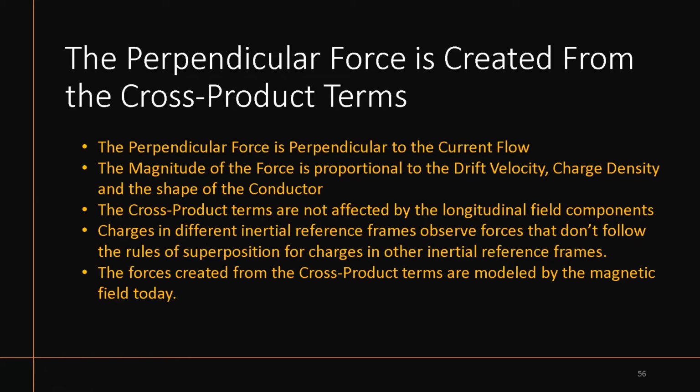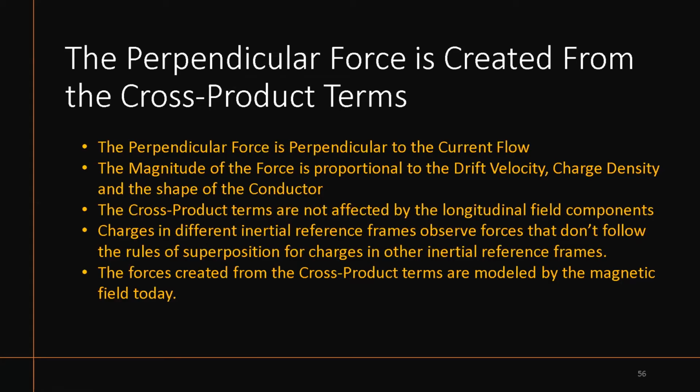The magnitude of the force is proportional to the drift velocity, charge density, and the shape of the conductor. The cross product terms are not affected by the longitudinal field components, which means they don't follow the rules of superposition. You just can't take a field component from the longitudinal and sum it with the one from the cross product, because they're created in totally different inertial reference frames by different methods.